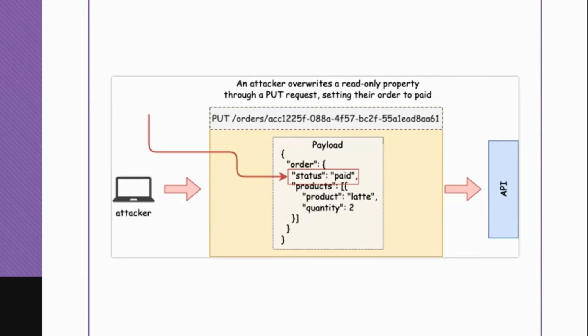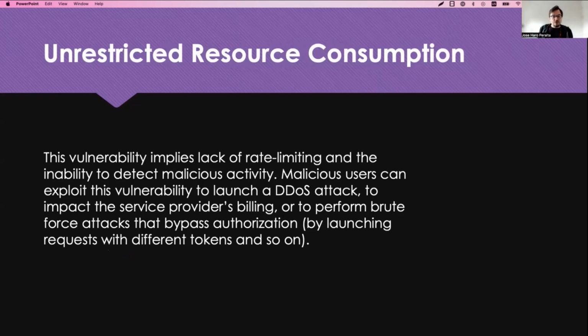Next one is unrestricted resource consumption. This refers mostly to the lack of rate limiting in the API, but it is more than that. First of all, obviously, rate limiting is very important.